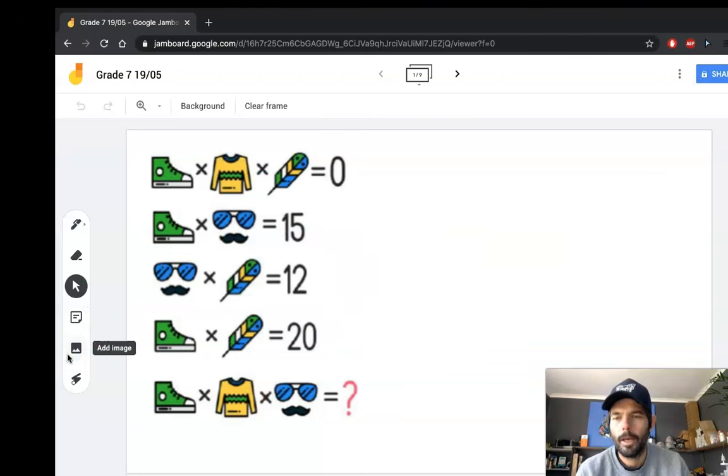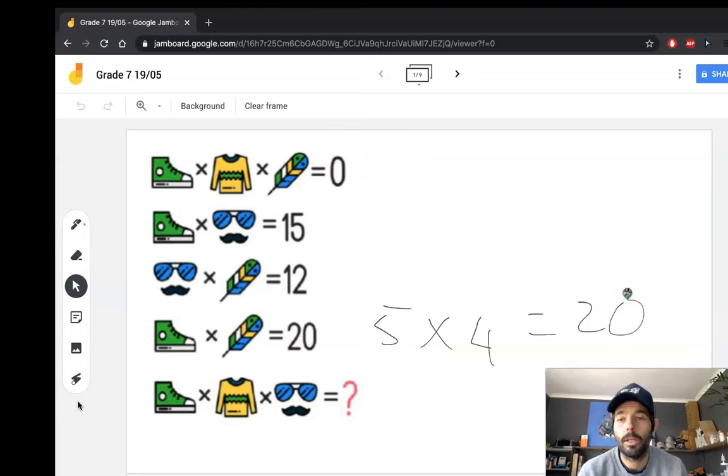Okay, so here I used a little bit of trial and error. I started on the 4th line and I just said that 5 times 4 equals 20. What I actually did originally was I said 4 times 5 equals 20, but when I worked through the rest of the puzzle, I realized that didn't work, so I had to change those values around. So my green sneaker is 5, and I know that the yellow shirt is going to be 0 because anything multiplied by 0 is 0, and I know that the shoe and the feather are 5 and 4, so I was looking for 0.